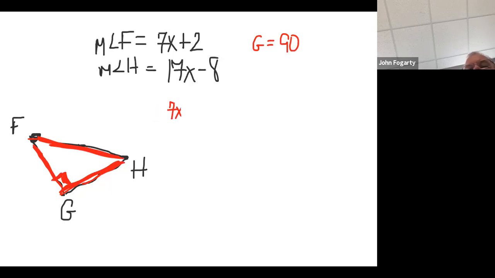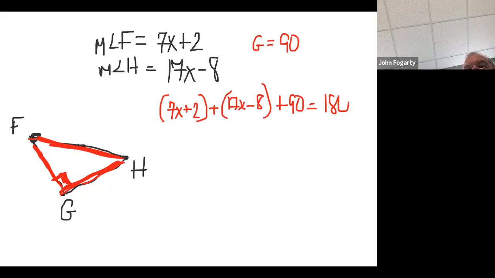7x plus 2. That's F plus H, 17x minus 8, plus 90 has to add up to 180. For the rest of your life, every time you see a triangle and you're thinking about the angles, you know they add up to 180, all of them.